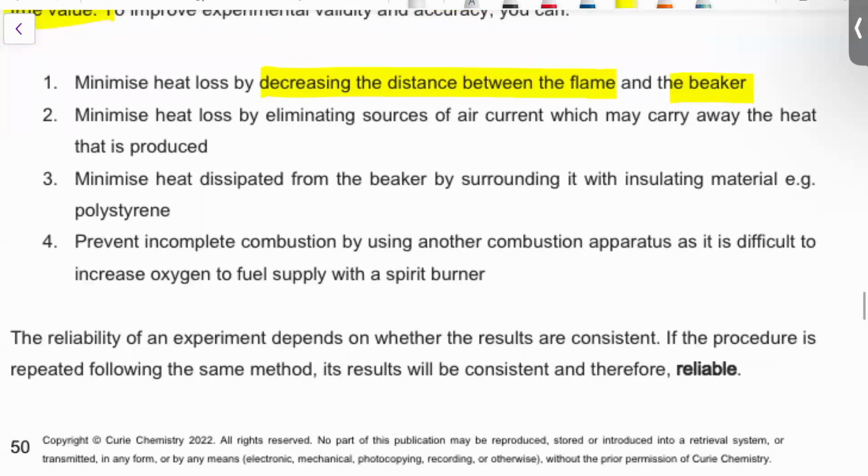You also can minimize your heat loss by making sure that there's nothing trying to carry it away. It's really technical: eliminate sources of air current. What that really means is make sure that there's no wind blowing on your beaker. So close your windows in your school lab, and put something we call a windshield around your spirit burner. Even though air is going through, it's going to hit the windshield and deflect instead of reaching your spirit burner, which means, once again, the heat goes up instead of getting carried away by the wind, and then your thermometer can capture a greater increase.